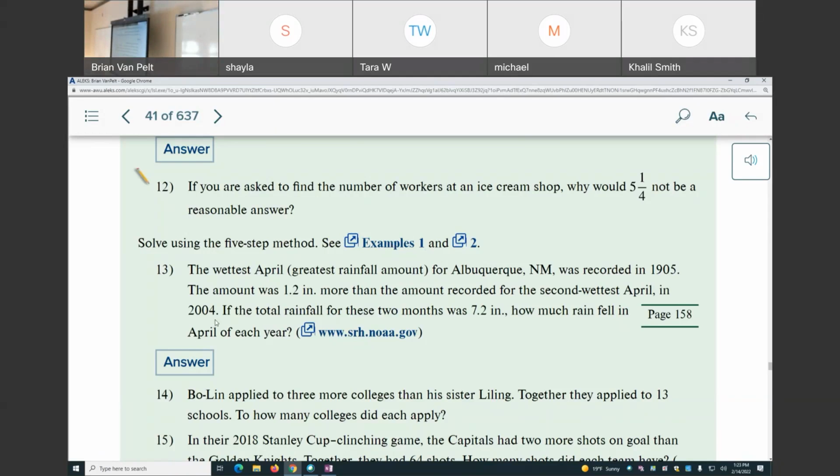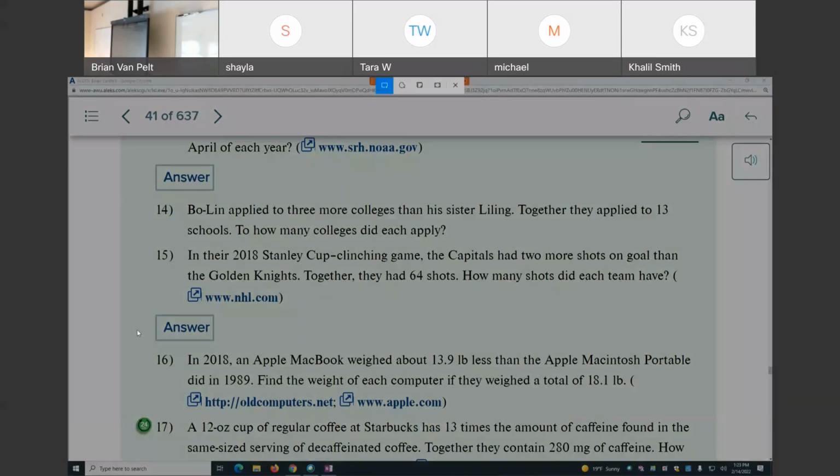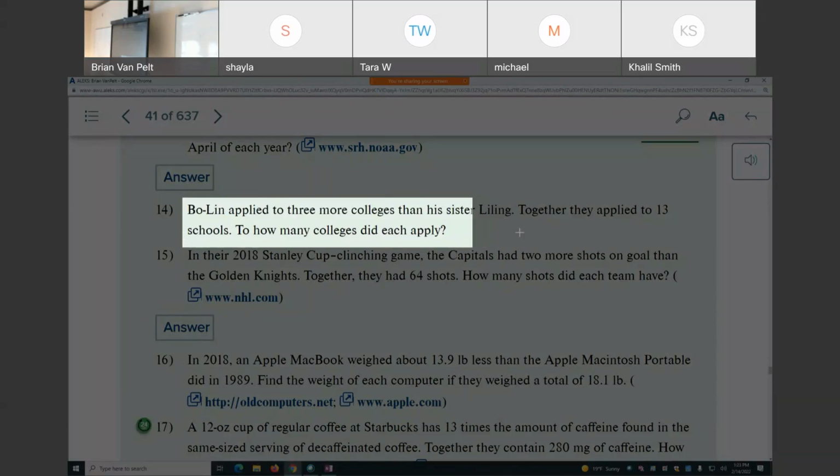So anyways, we're ready for, well, I don't know if we're ready for them, but we're going to start them. I'm going to grab some word problems. I'll start with Bolin.